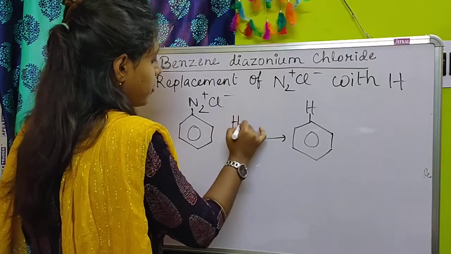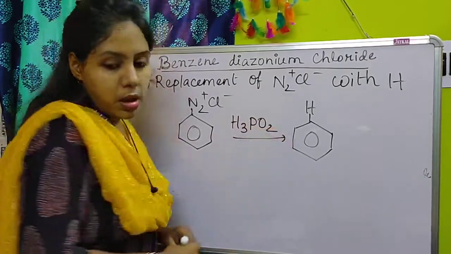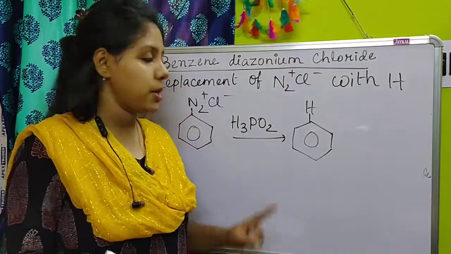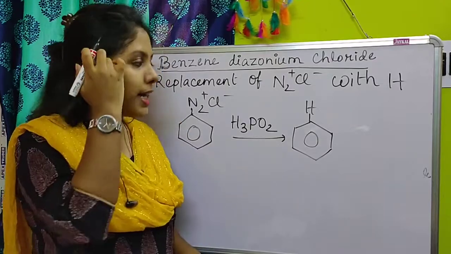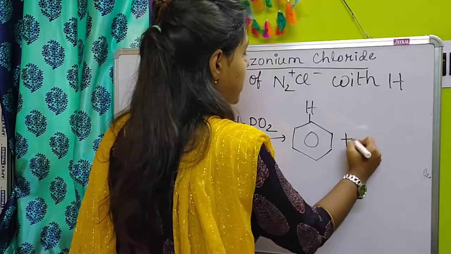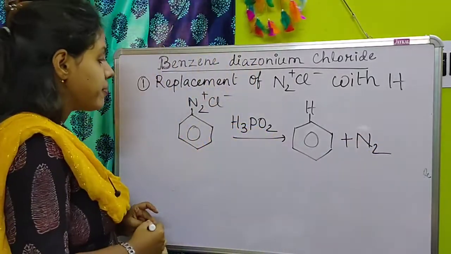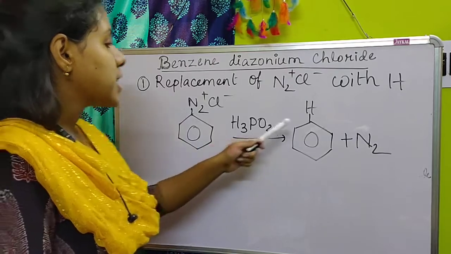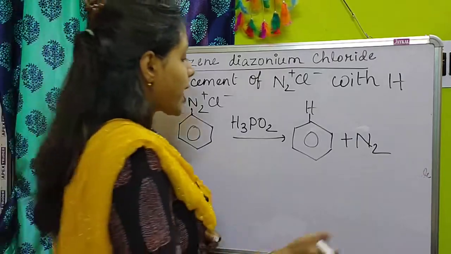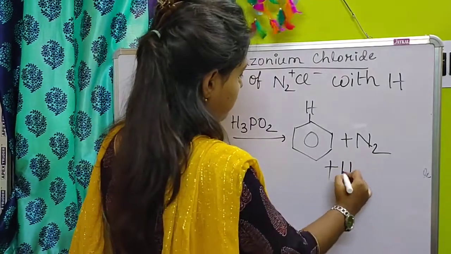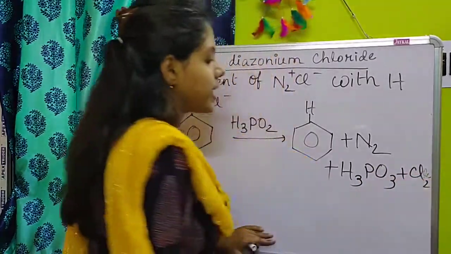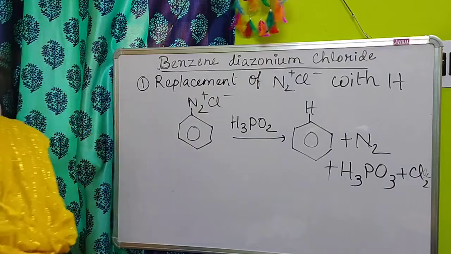That is actually known as hypophosphorus acid. H3PO2 you have to add here. By adding H3PO2, this nitrogen will be eliminated. In place of this, there will be the addition of hydrogen, and the other products will be H3PO3 plus HCl.